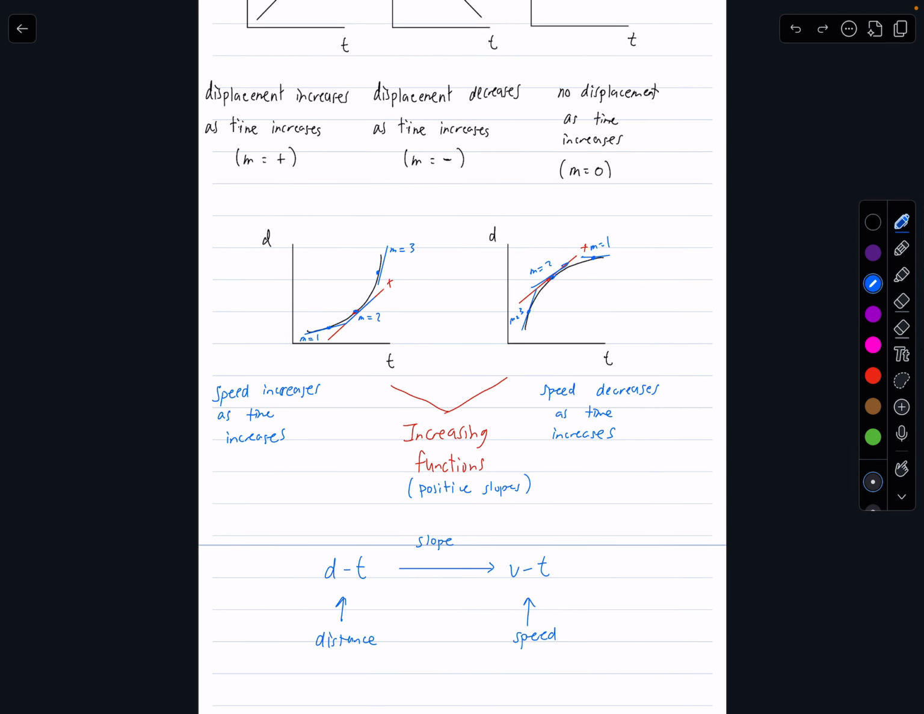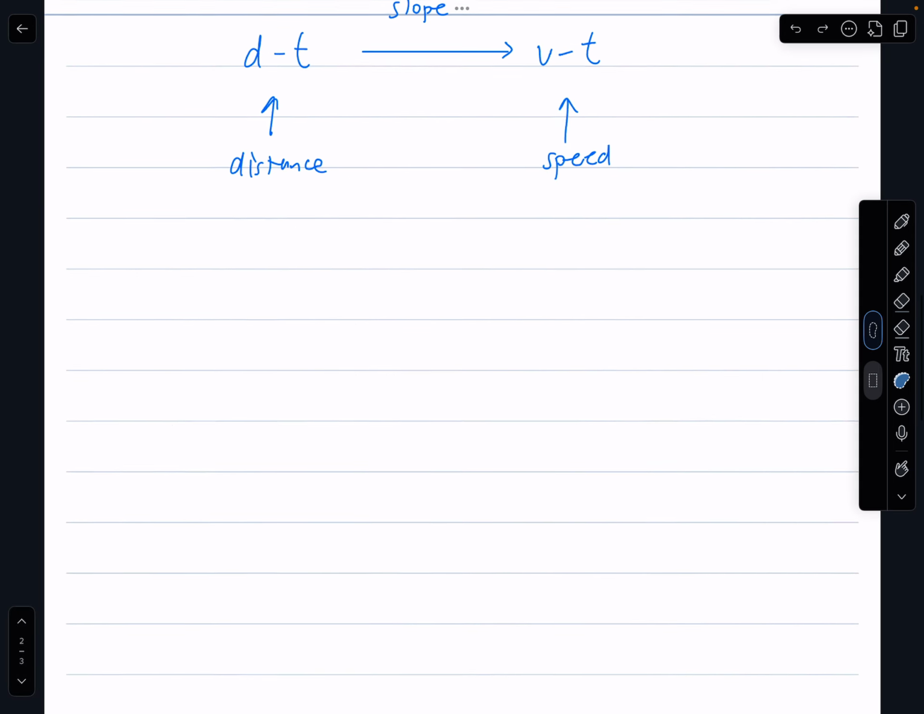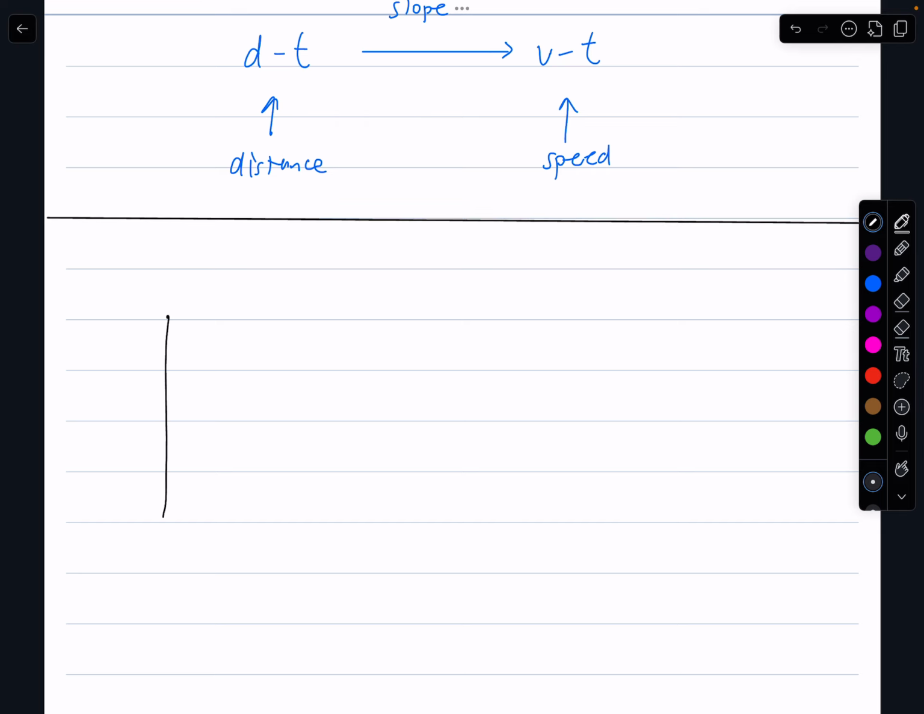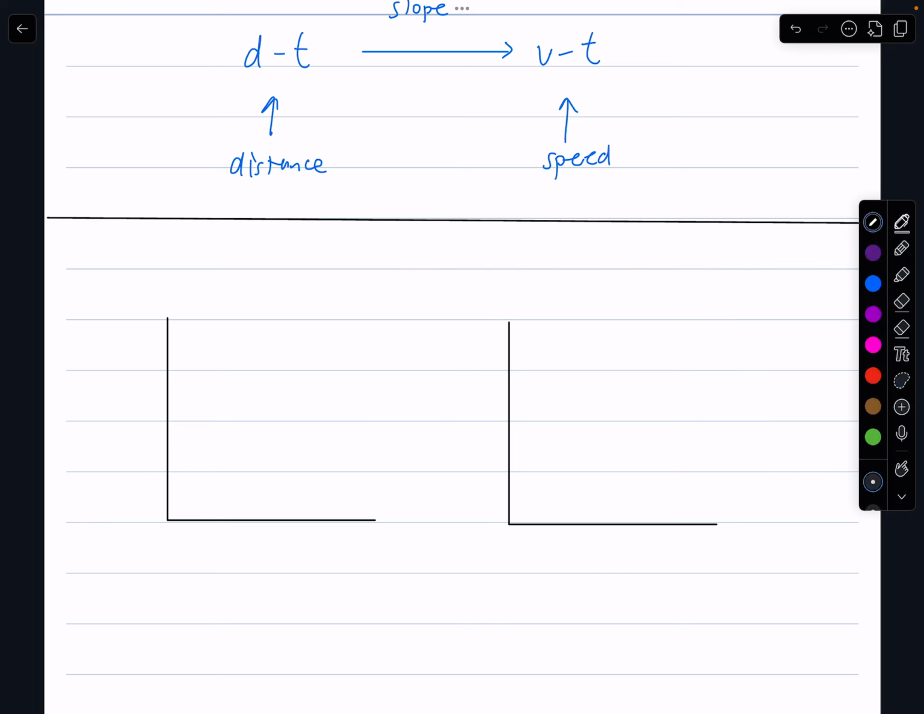Okay, with that being said, we're going to go into another example. Actually, I'll put it down here. Go through another example over here. What if I had a graph? So let's say we had this and we had this. Remember, these are still displacement time graphs. What if the curve looked like this or the curve looked like this?